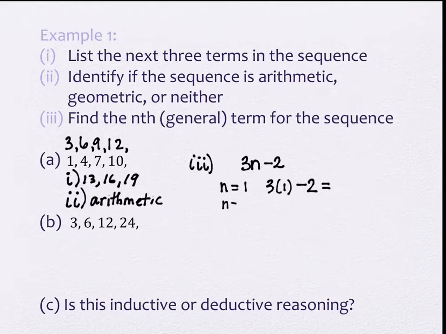And if you aren't sure, you could always check, right? You could plug in the number 2 and see that it works if you didn't want to write out my list like I just did a minute ago. 3 times 2 is 6, minus 2 would be 4. And that is the second number in my list. So the general term, the nth term, is 3n minus 2.